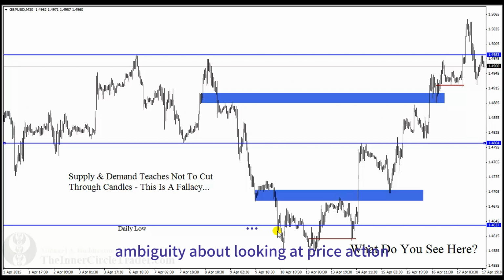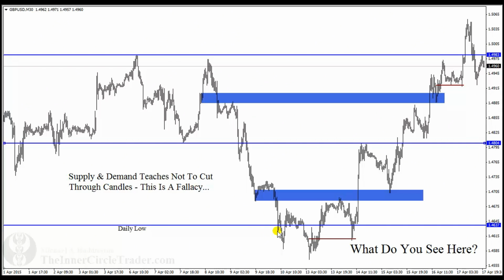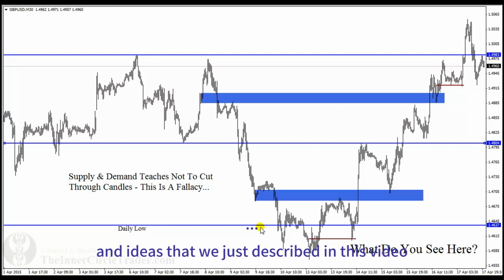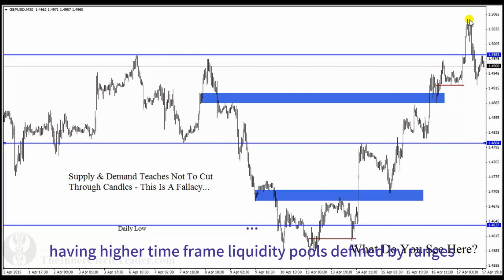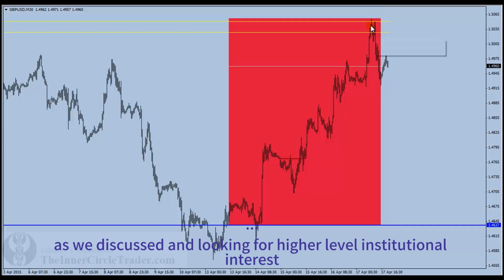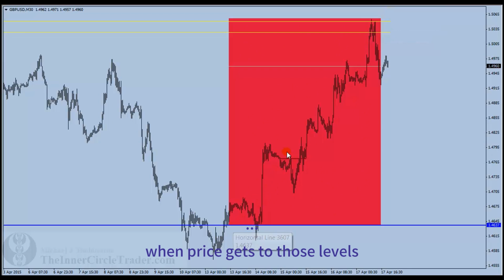Having higher time frame liquidity pools defined by ranges, as we discussed, and looking for higher level institutional interest where they had done previous trading in the past, where they've left fingerprints or footprints, if you will, major reaction price points. When price gets to those levels, that's what you're trading in between. If we're in between a major mile marker like a daily low and an area of, well, let's go back up to this area here where we talked about. This is that daily low, and between these two price points, this old order block and this daily low, look at all of the opportunity being buyers in here.